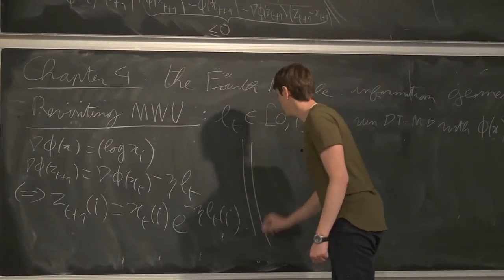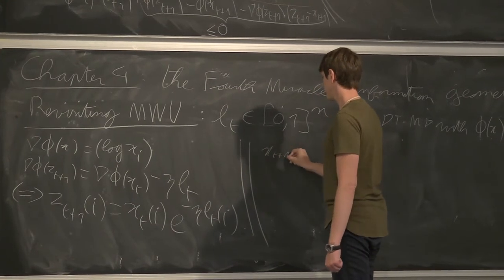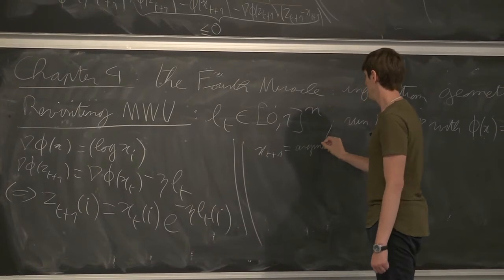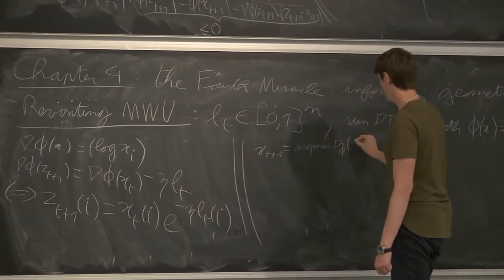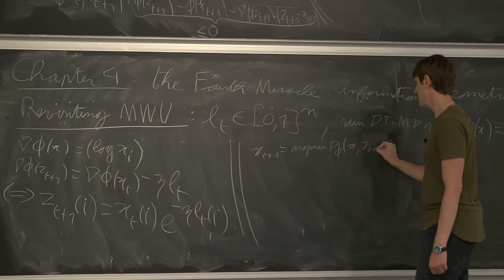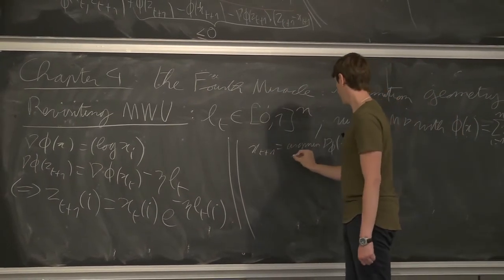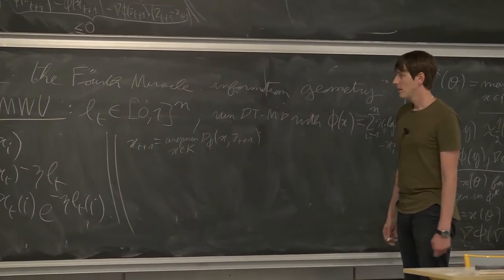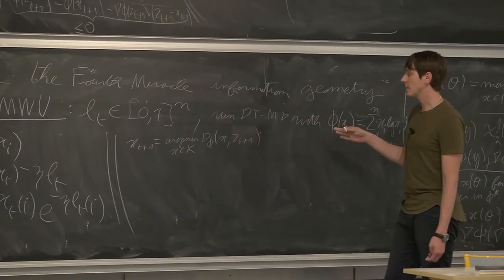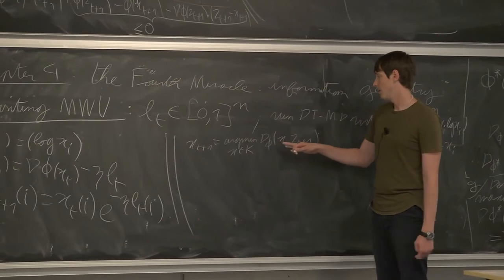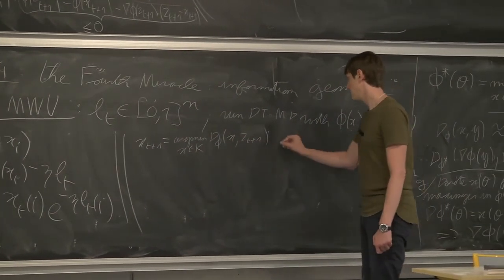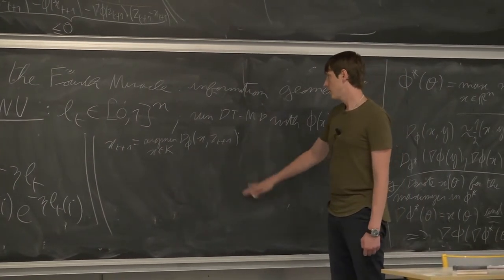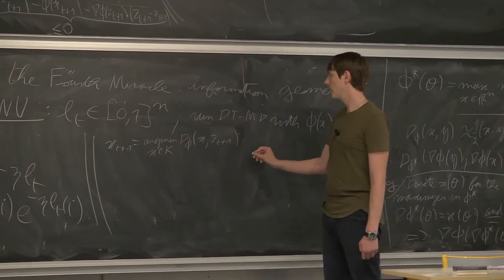Okay, so again, now we have xt plus 1 is equal to the argmin of d phi of x, zt plus 1 over x in the simplex. And you remember we already did this calculation. Let me think. Yeah, let's just do it like this. So what do I know?